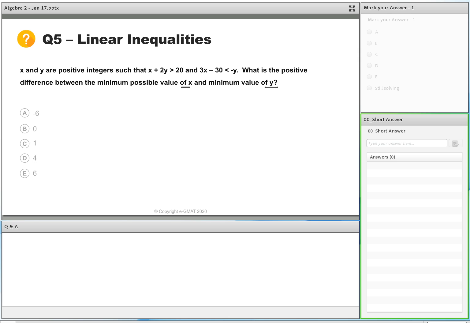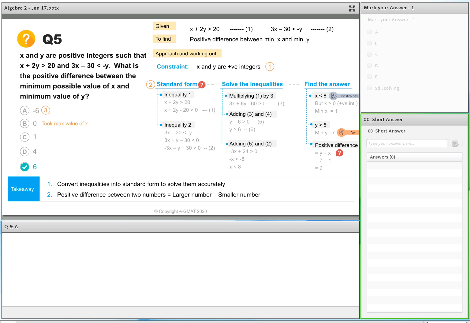So I need to eliminate x once, I need to eliminate y once to get to the values of x and y, right? We have two inequalities. x plus 2y is greater than 20. 3x minus 30 is less than minus y. We need to find the positive difference. So one thing to note, x and y are positive integers. Second thing to note, the minimum possible value of x. So I'm looking for the minimum value of x and minimum value of y. Two more things to note in this question. So a lot of constraints given in this question, right?